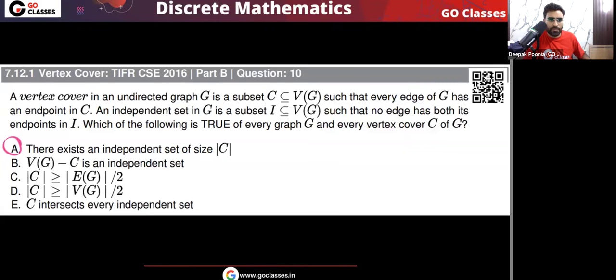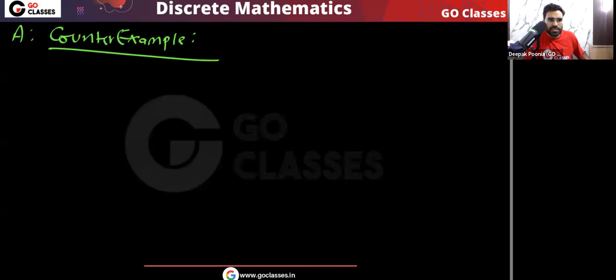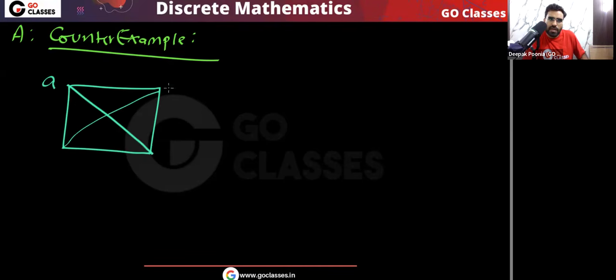So what will be the counterexample for option A? You can consider a complete graph. Consider K4, with vertices A, B, C, D. This K4 is the counterexample for option A. In this K4, you can see we have a vertex cover. Let me give you a vertex cover C.